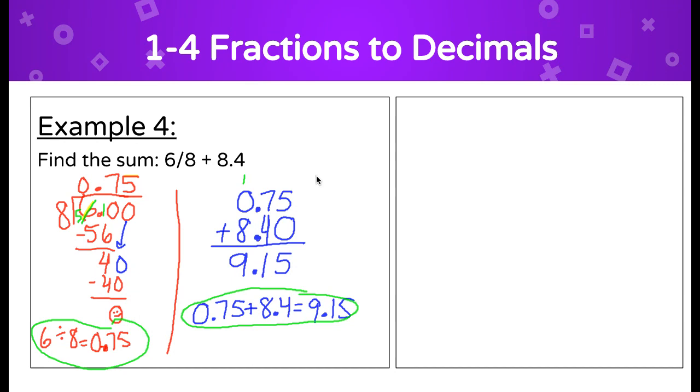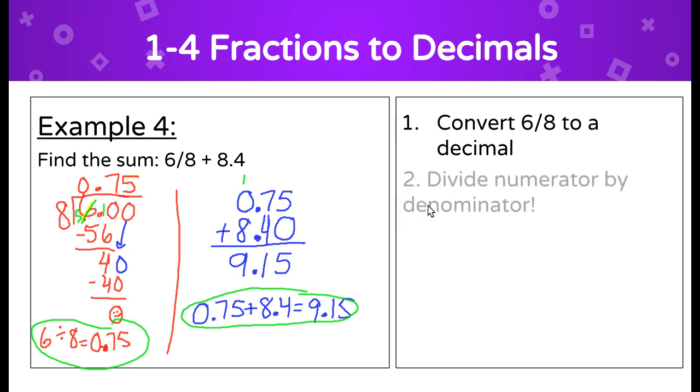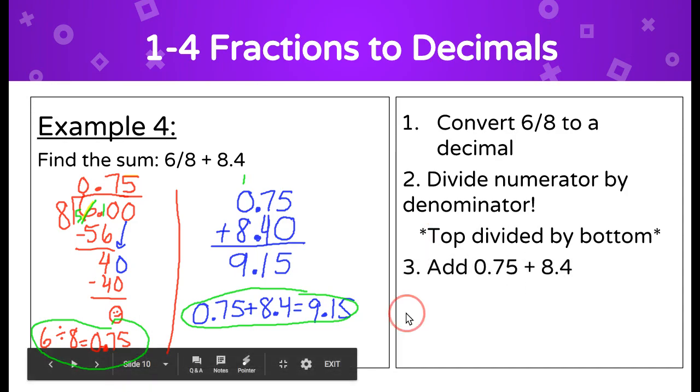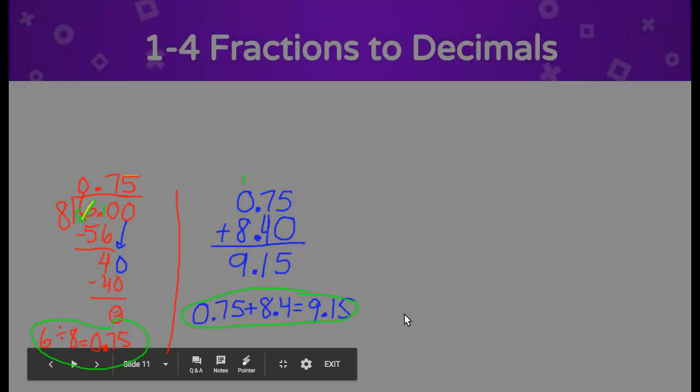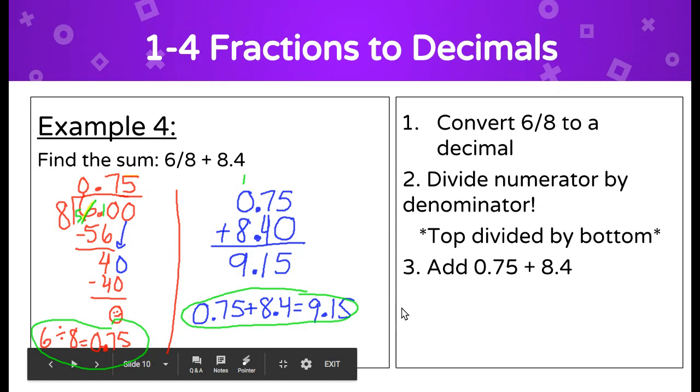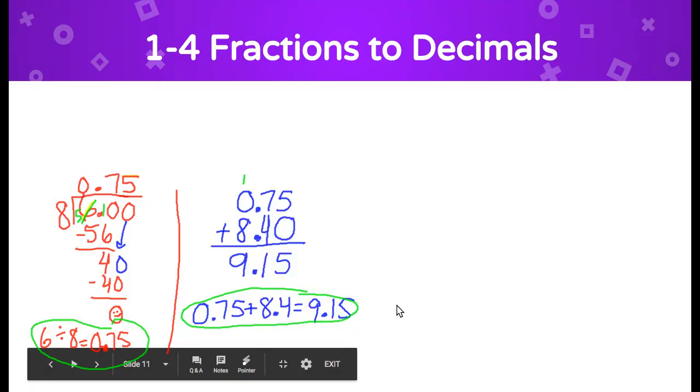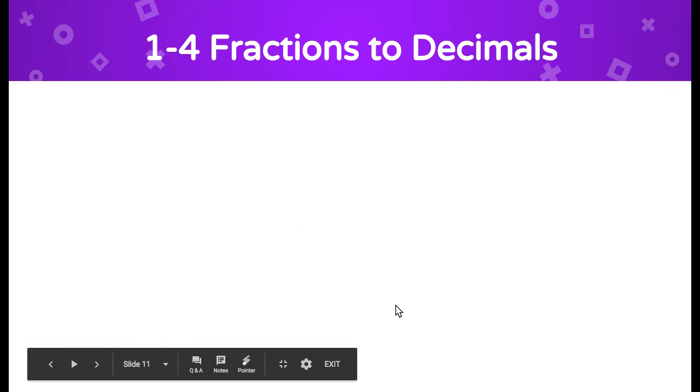So let's go over the steps. So for our steps, we had to convert 6/8 to a decimal. You had to do that by dividing the numerator by the denominator. And once we were able to add that, we were able to come up with the answer, right? I do believe that is the last example that I have to work through. And if we go to this very last slide, you will be getting something like this in class to put in your notebook.